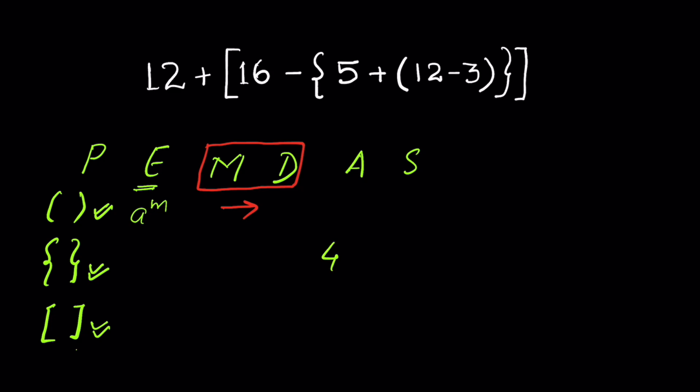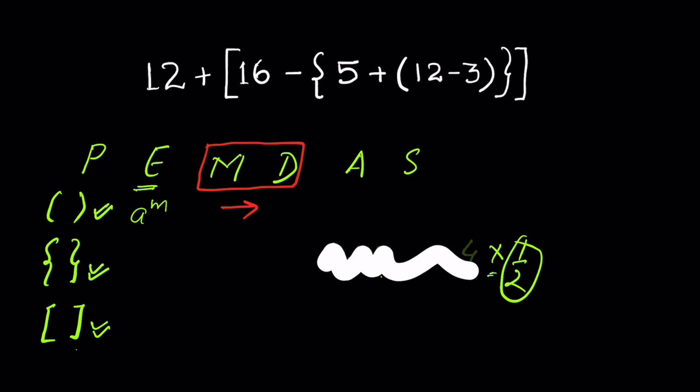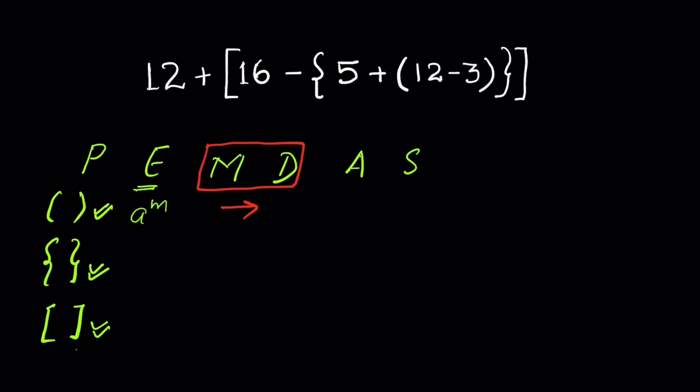If you divide a number, 4 divided by 2, it means 4 multiplied by 1 upon 2. So 1 upon 2 is the reciprocal of 2. Division gets converted into multiplication, so they have equal priority. To decide which operation to do first, we just solve them from left to right, whichever comes first. Then we have addition and subtraction.